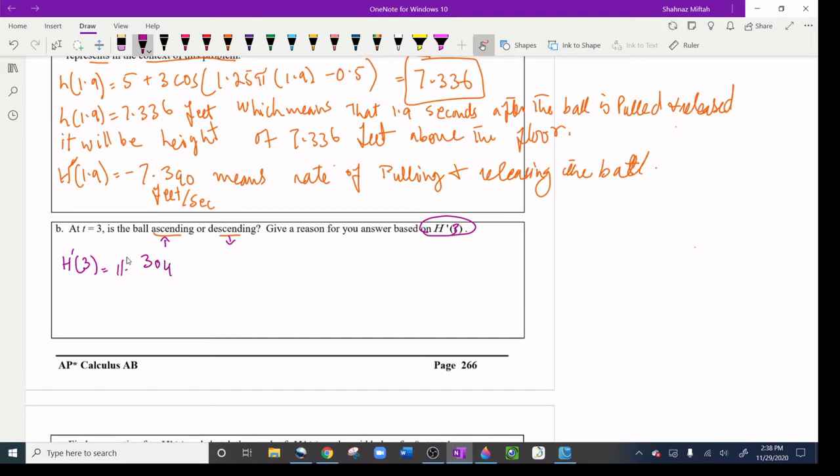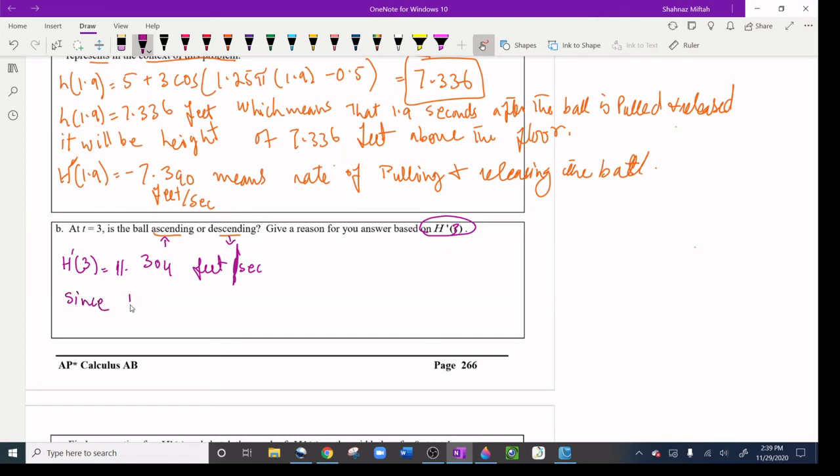Give a reason for your answer. Since they are talking about seconds and height is feet, my units are feet per second, and you know it's a derivative, it's a rate, so it has to have a per. Now, this is my answer, and then they said give a reason for your answer based on this.